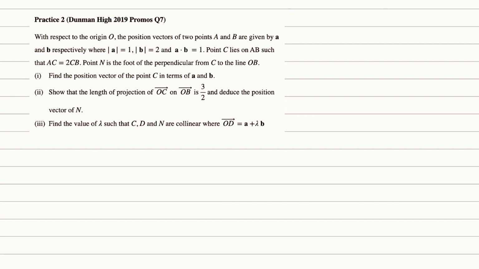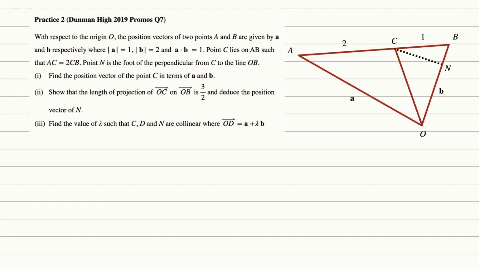We are given quite a bit of information over here, but not to worry, the more information you have, the more we can use it as hints to help us answer the question. Now we are going to find the position vector of the point C in terms of A and B. You realize that point C lies on AB such that AC is equal to 2 of CB. Very quickly, let's do a rough sketch of the diagram that illustrates this scenario. So C lies between A and B with a ratio of 2 to 1.